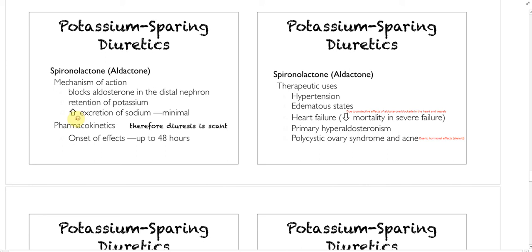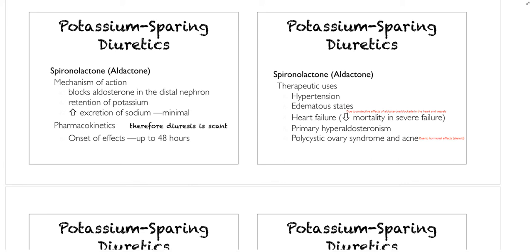We have an increased amount of sodium excretion, but it's minimal, and we can simply adjust our loop or thiazide diuretic to make sure that the total amount of sodium that's lost is what we're hoping for between the two medications. The onset can take a very long time. We're going to use this for things like hypertension, edema states, and heart failure, because there are some protective effects of aldosterone blockade for the heart and the vessels.